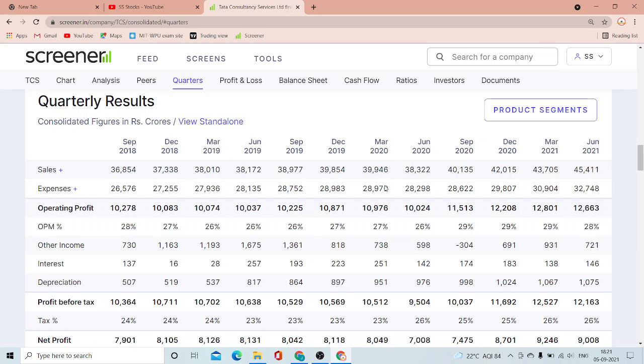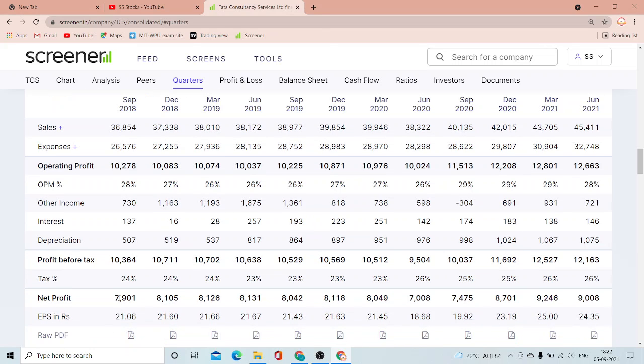You can know the sales, you will be able to know expenses, you will be able to know what is operating profit and what is operating profit margin, other income, how much interest company is paying, depreciation, and what is bottom line, that is net profit, quarterly net profits. Also EPS, you can understand about the EPS.